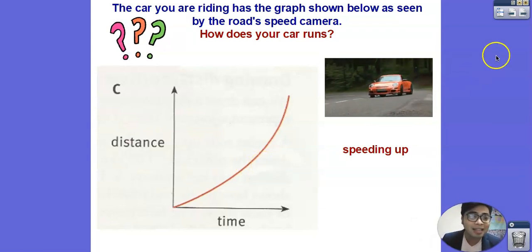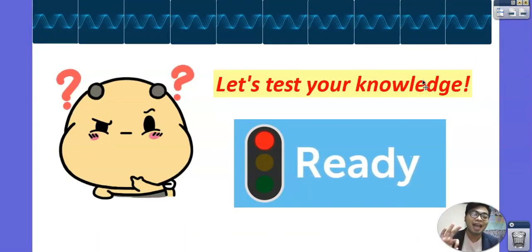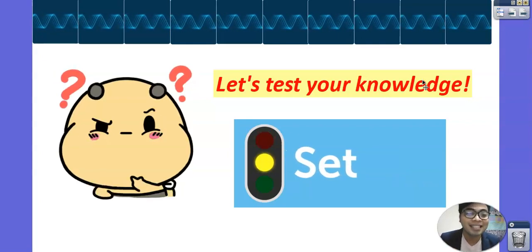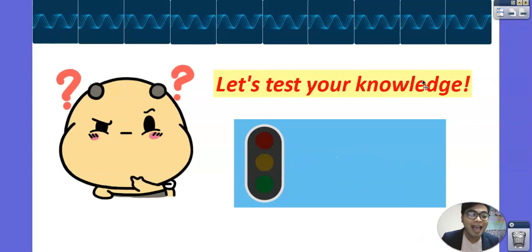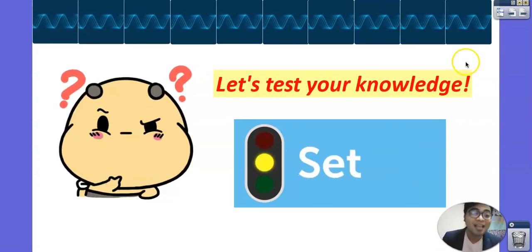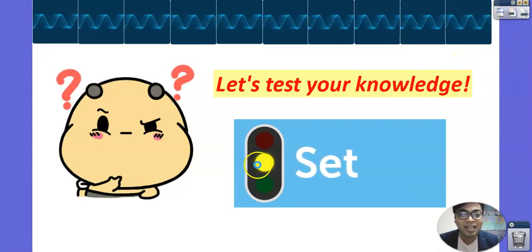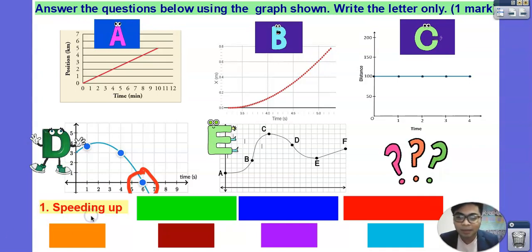All right. So I think you know much about these three graphs that I have shown here. So this time, let's test your knowledge. If you need more time to review those three graphs, kindly hit the pause button right now and review them. But if you're ready, let's go. This is question number 1, and each is 1 mark. Okay, so this is question number 1.